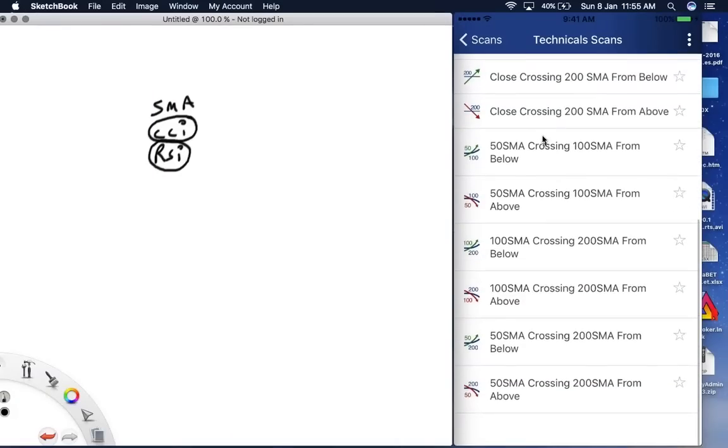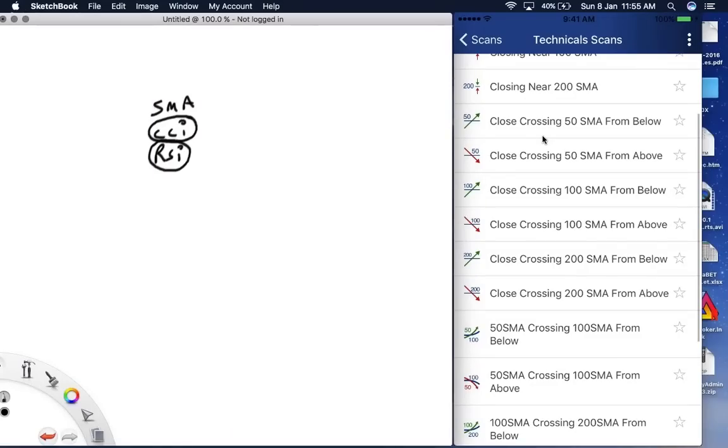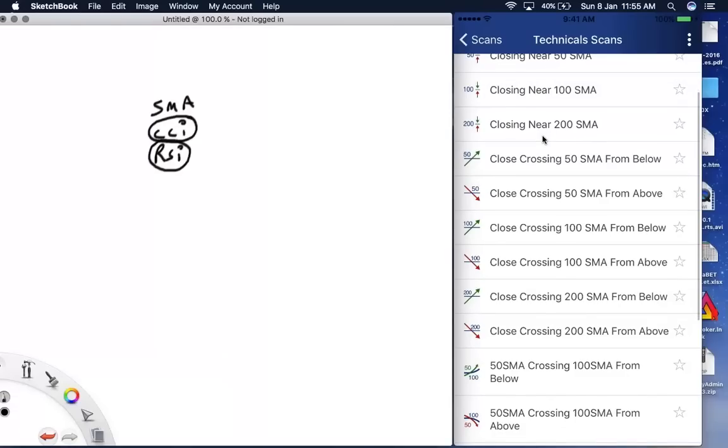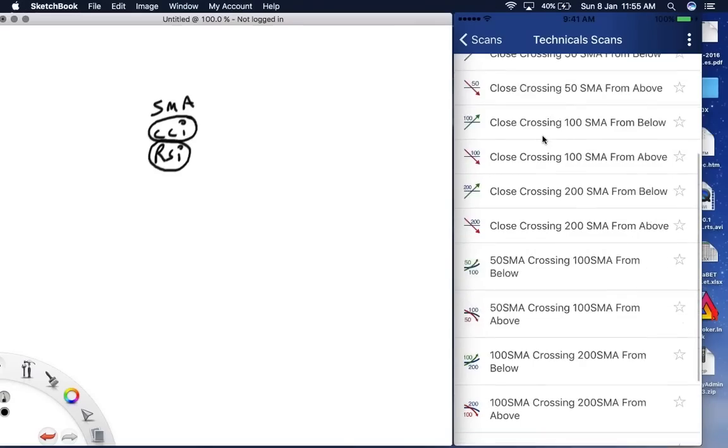So there are crossovers. If you want to find out which are the stocks where the 50 moving average is crossing above the 100 from below, you just tap on it. As you tap on it, it says that as per last Friday's trade within the FNO I do not get any stock, and if I increase it to the NSE major, I don't get any. So let's try one more.